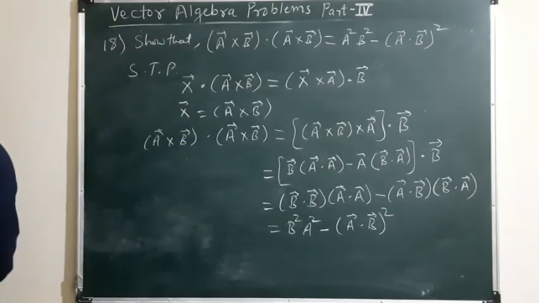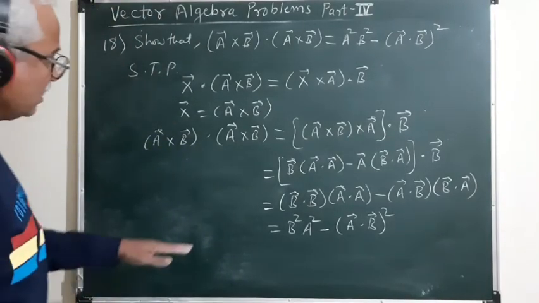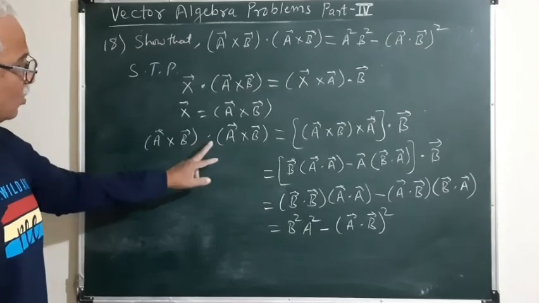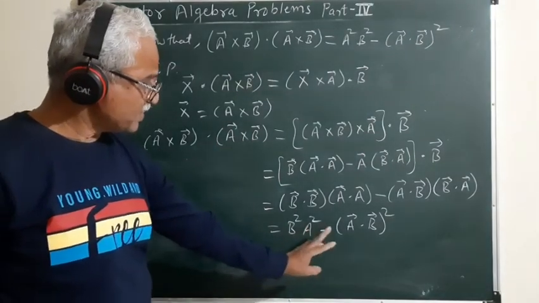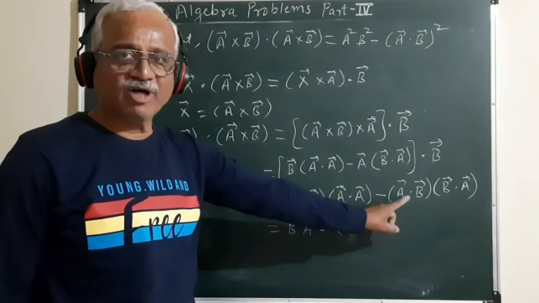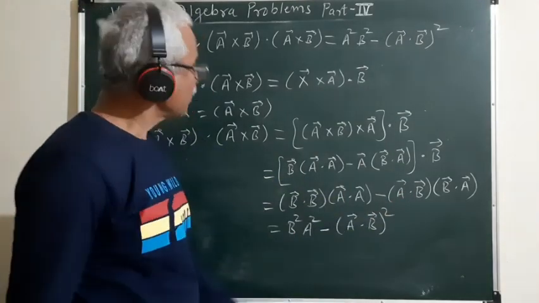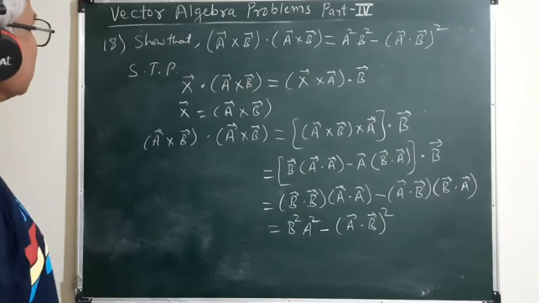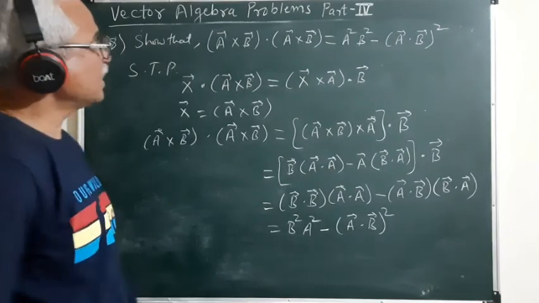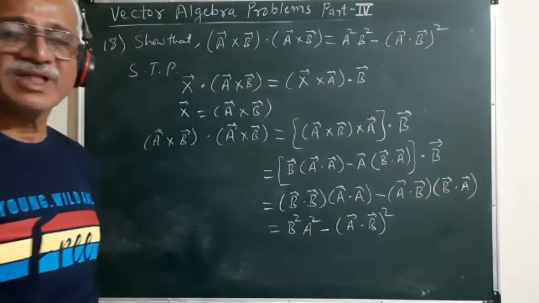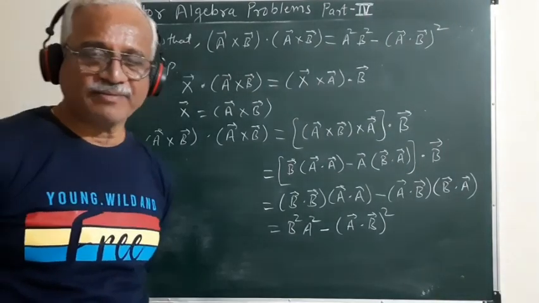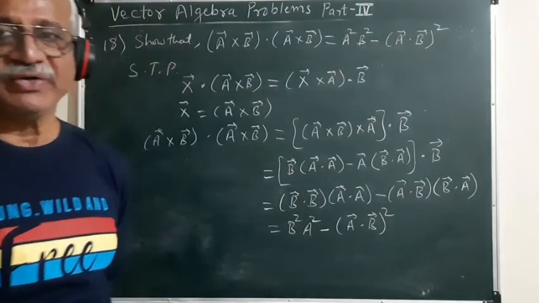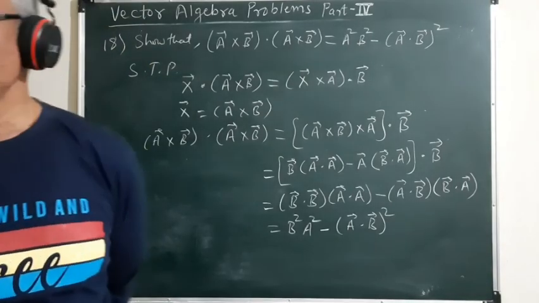So what we arrive at here is that a bar cross b bar dot a bar cross b bar works out to be equal to a square b square minus a bar dot b bar bracket square. So that is how we can prove this identity, and with that we close the problems on this chapter on vector algebra, and in the next video we'll continue with the next chapter.